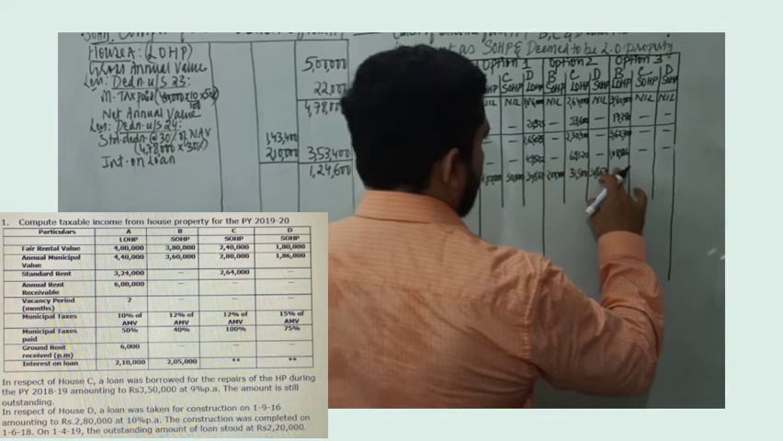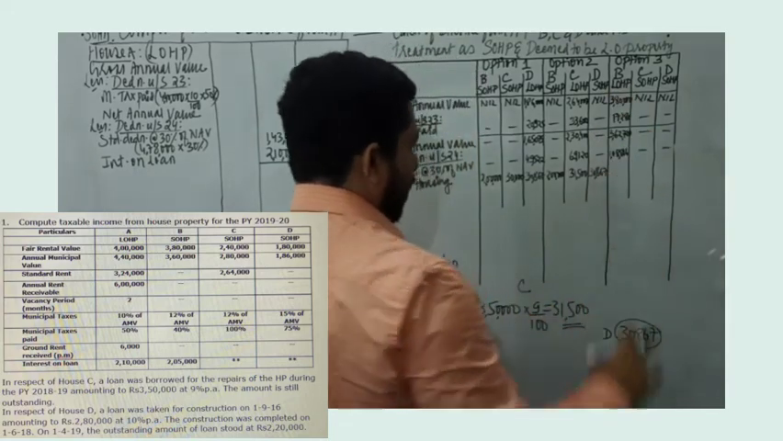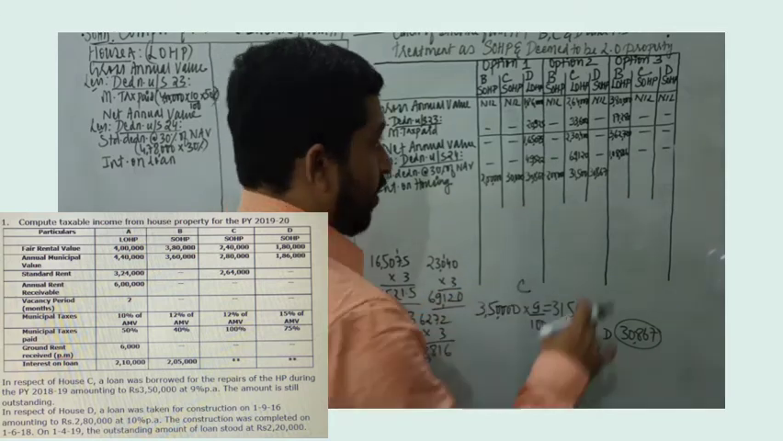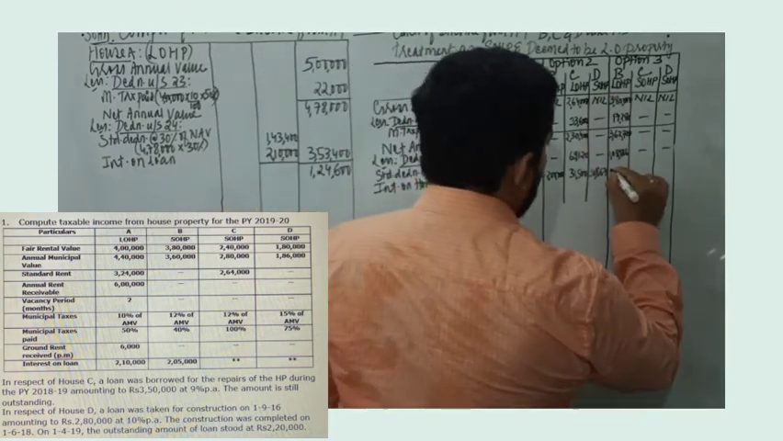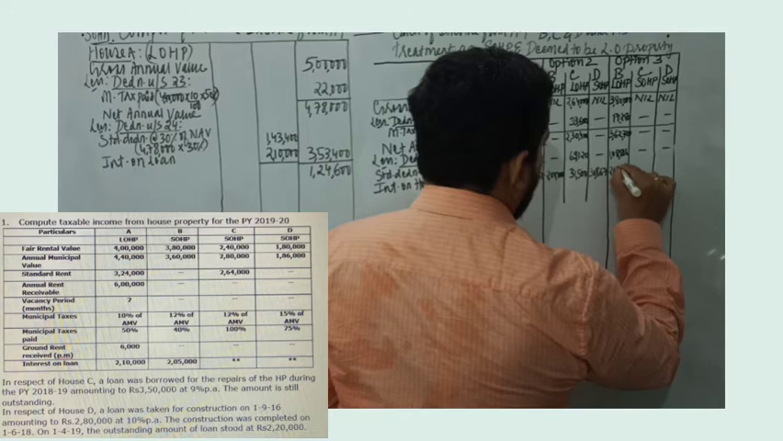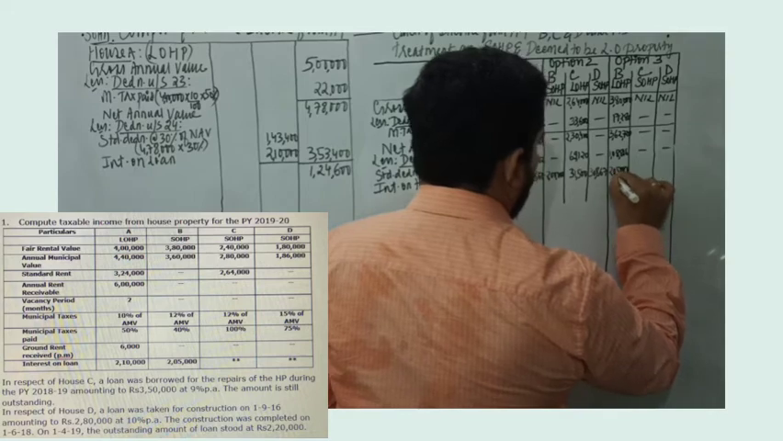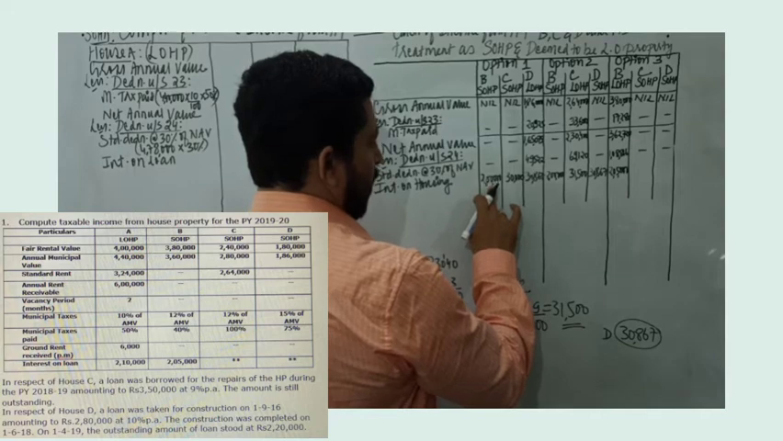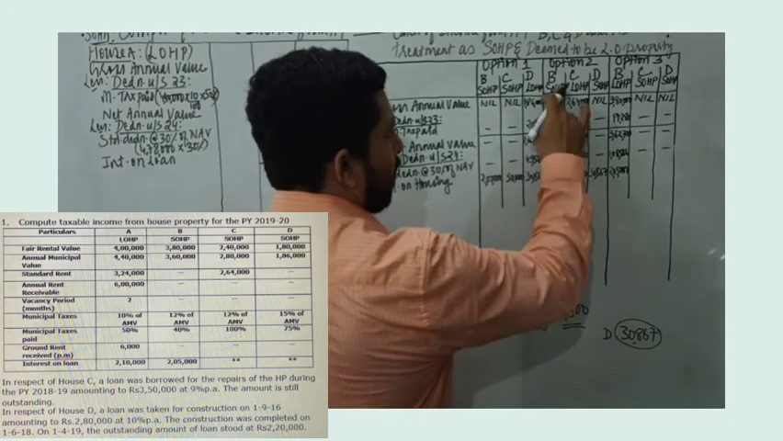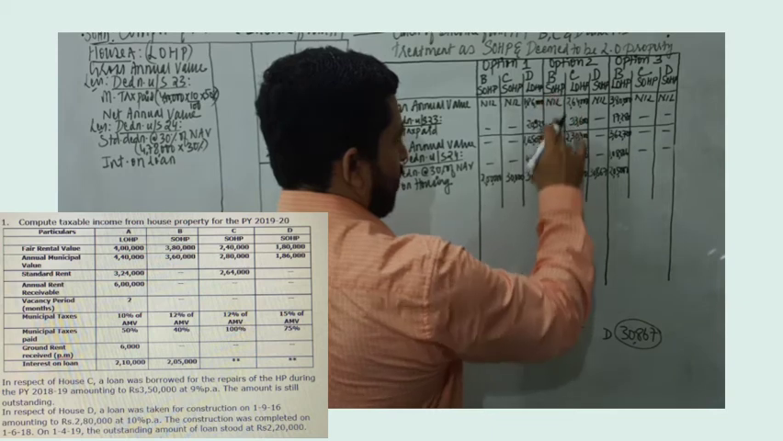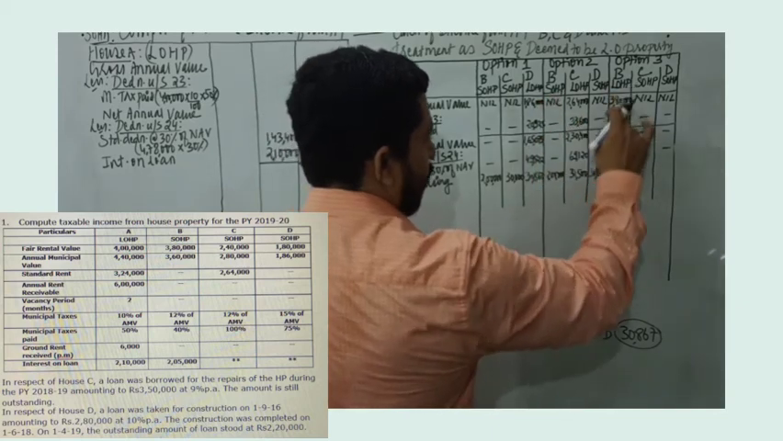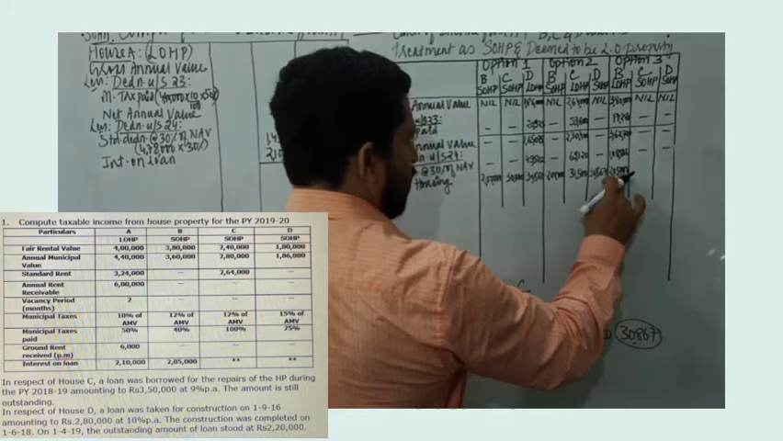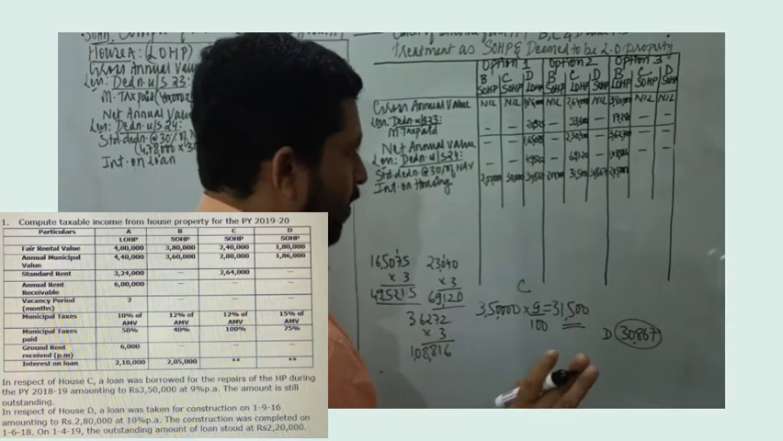Coming on to house B, it is a let out house property and the interest on loan for house B is 2,05,000. Since it is let out, 2,05,000 would be deductible. So take a note, it is self-occupied, so the maximum is 2 lakh. Here also it is self-occupied, so the maximum is 2 lakh. Here it is let out, so it is however much interest is paid. 2,05,000 is paid, so 2,05,000 is deductible.